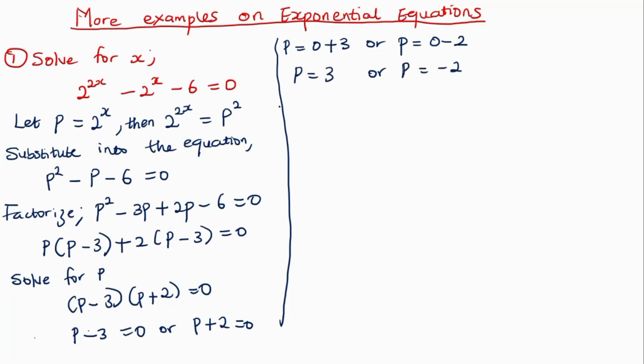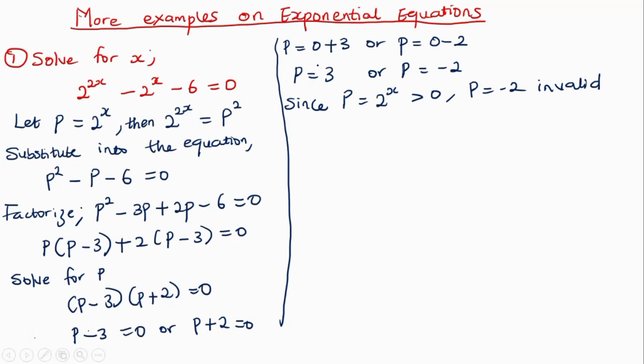Alright, so this is going to be p is equal to 3 or p is equal to minus 2. Now right here, guys, since p is equal to 2 raised to the power of x, and 2 raised to the power of x is always greater than 0, this makes p equals minus 2 invalid, because minus 2 is less than 0. So all we want to do is to work with p equals 3.